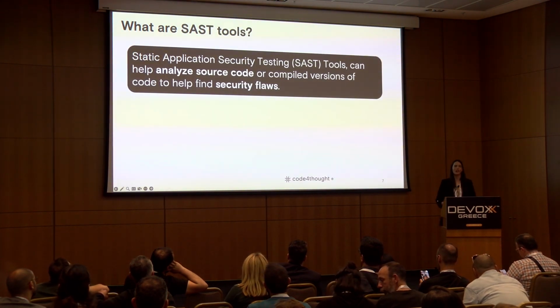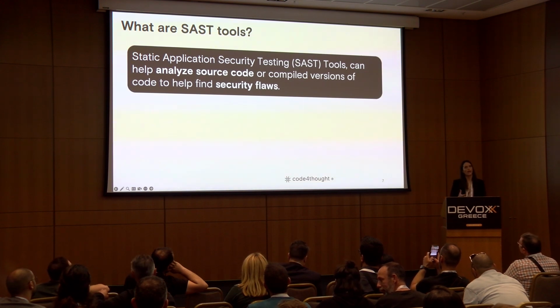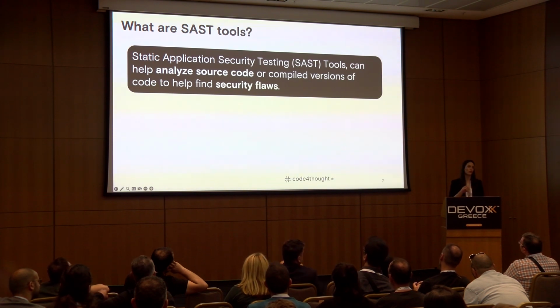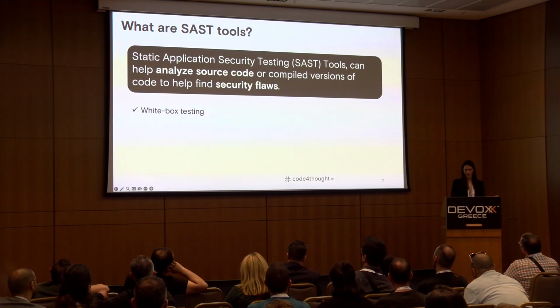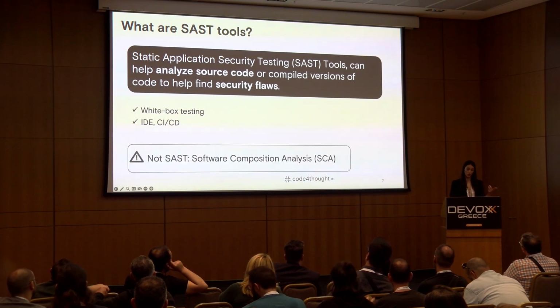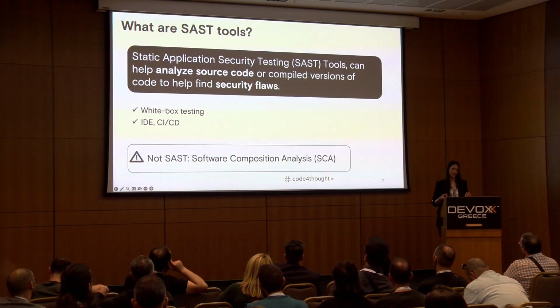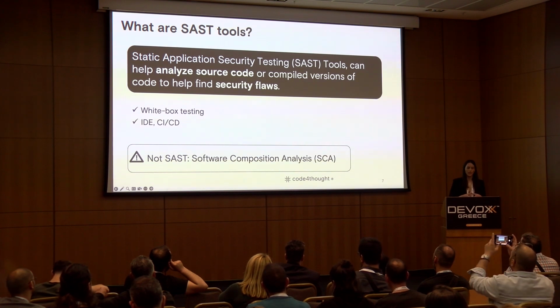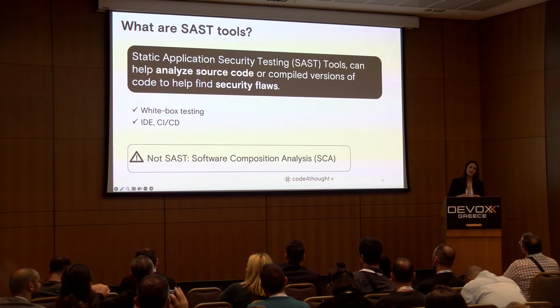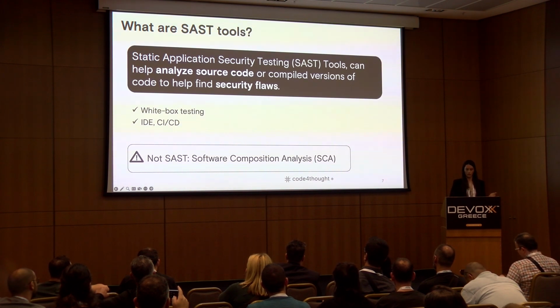But what actually are SAST tools? SAST tools analyze your code, your source code, even compiled versions, in order to identify security flaws. And this is called white box testing, and they can be integrated in your IDEs or your CI/CD pipelines. But what static application security testing is not is, for example, software composition analysis, which identifies the third-party code, which may contain security vulnerabilities.